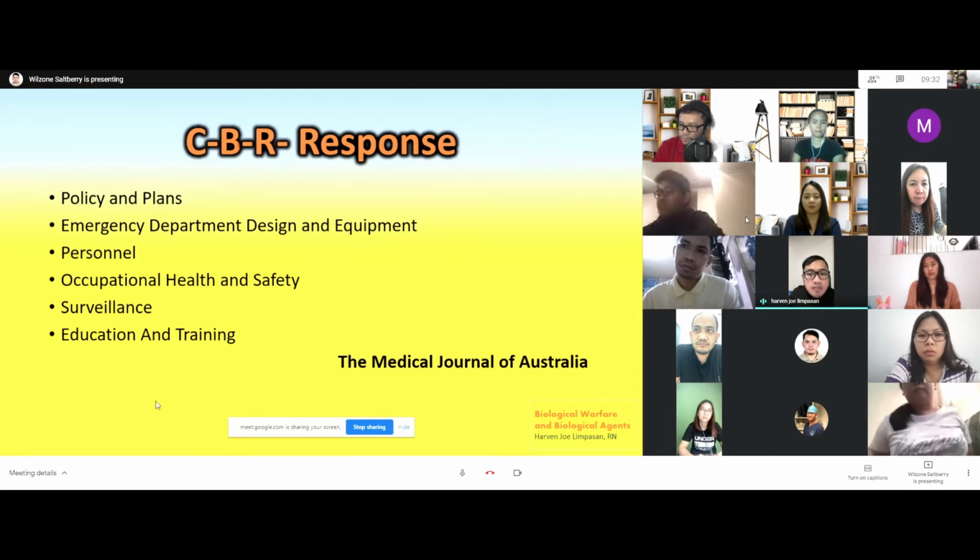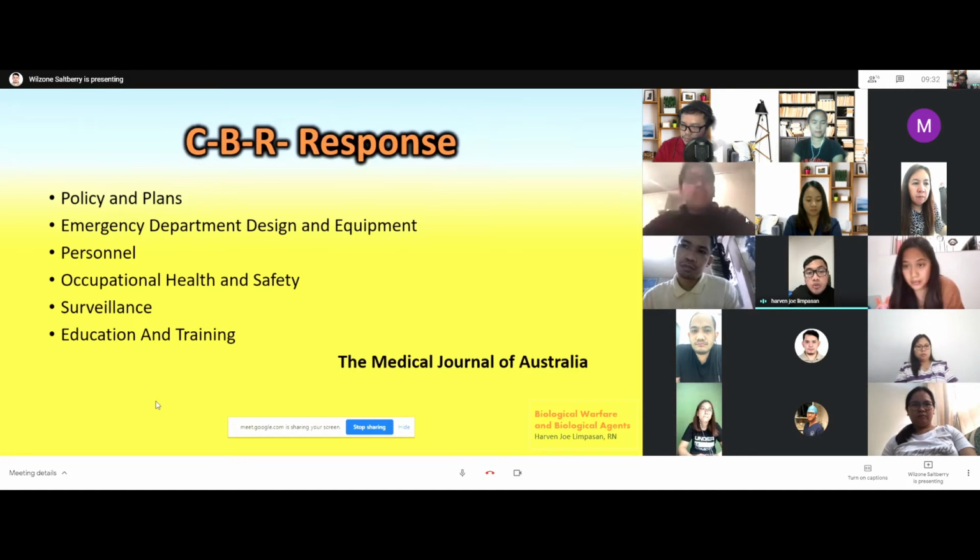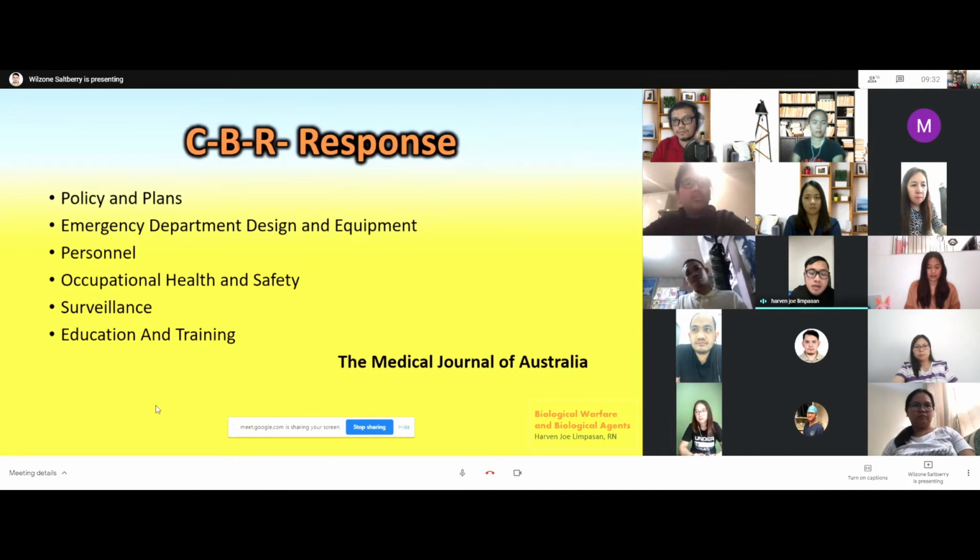According to the Medical Journal of Australia, for the response, the emergency department should include policies and plans. The design and the equipment of the emergency department should be appropriate, such as having a decontamination area and isolation area. Personnel should be augmented in case of bioterrorism attacks, with occupational health and safety, further surveillance, and further education and training for healthcare teams, especially the nurses.